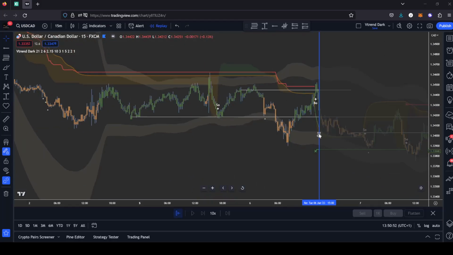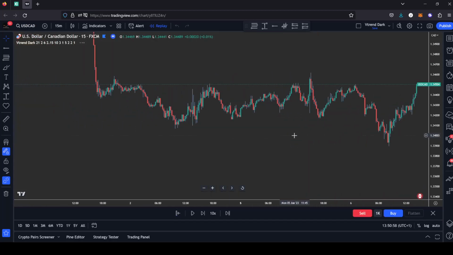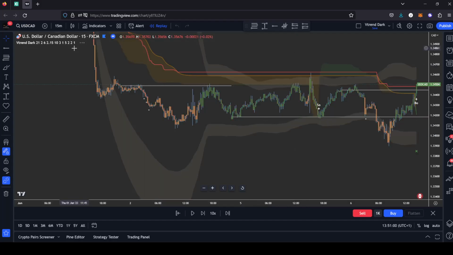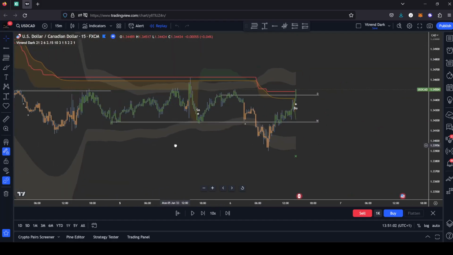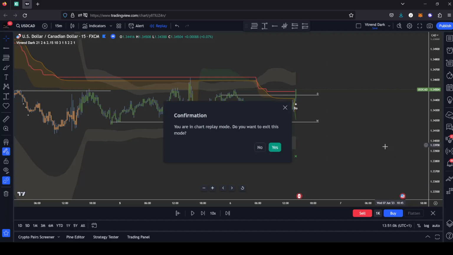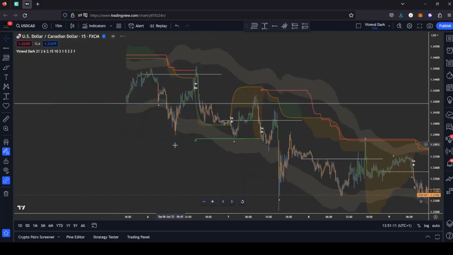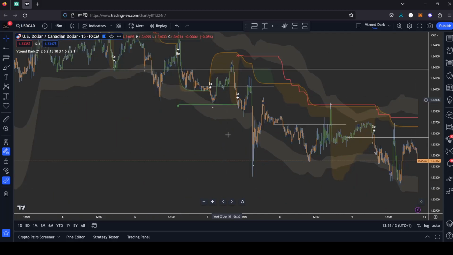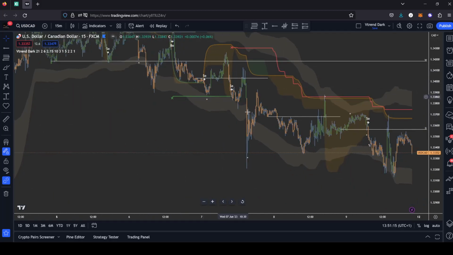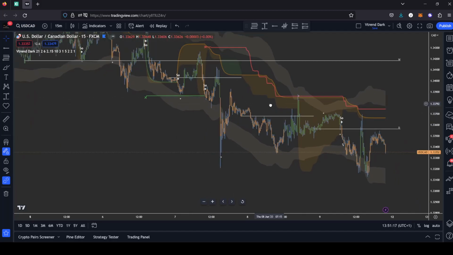Just gonna replay it. Yeah, I probably would have taken that trade. So that would have been a losing trade. This trade lined up, so that's quite good.